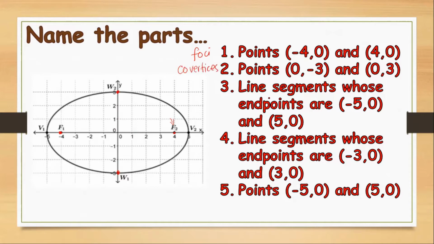Let's continue. Line segments whose endpoints are (negative 5, 0), this one, and (5, 0). So it's represented by V, and the ellipse passes through it, so we have the vertices of our ellipse. How about number 4? Number 3 is not the vertex, but it's a line segment. So we should call it the major axis.